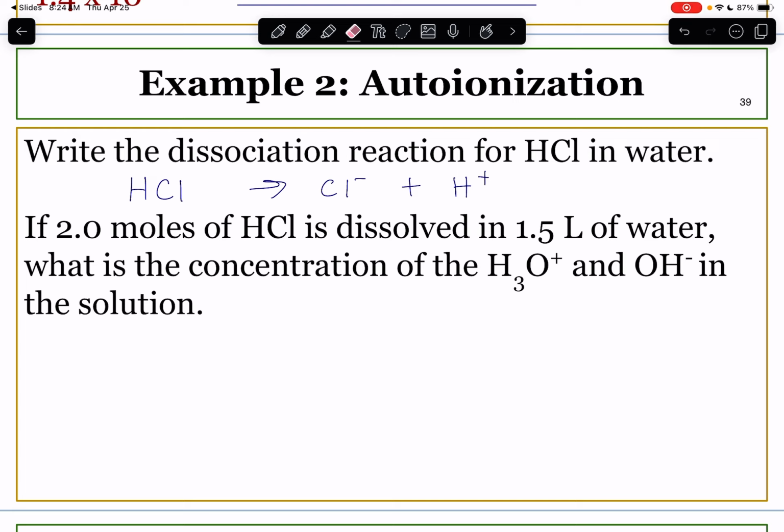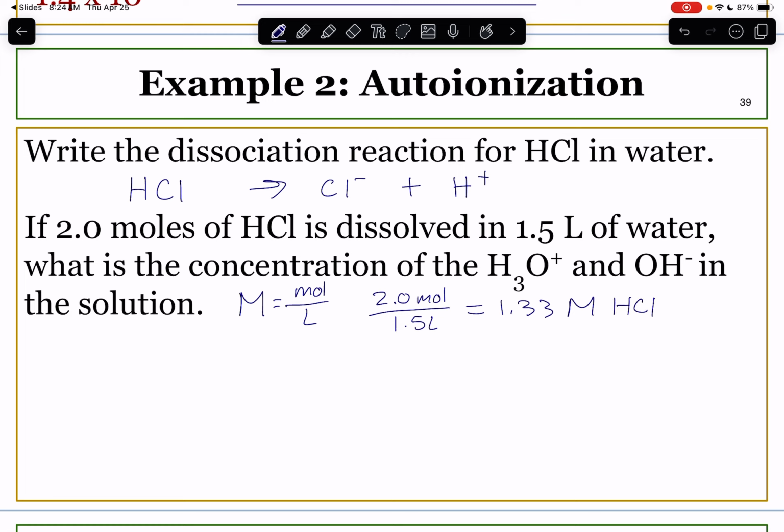Well, first let's find the concentration of HCl. Concentration is moles divided by liters. We have 2 moles of HCl and we've got 1.5 liters. That is 1.33 molarity of HCl.